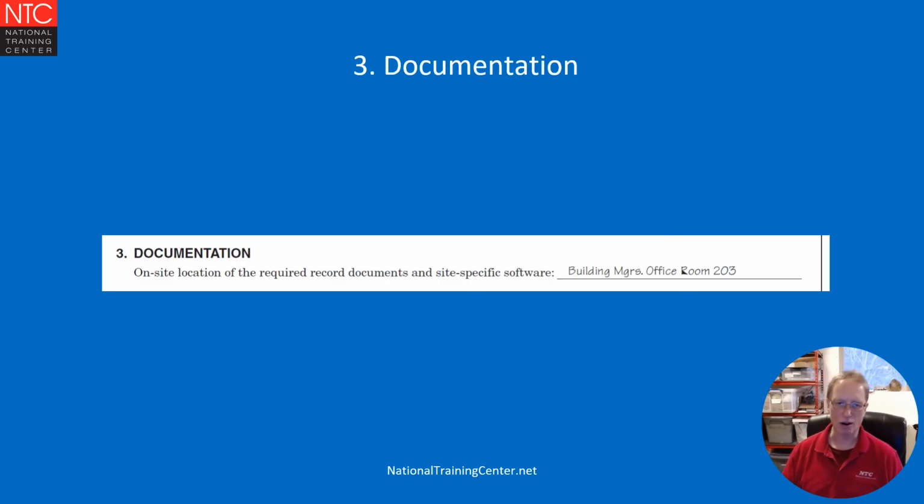An important part of the form is Section 3, documentation. This is where we note the location of the record documents and site-specific software if they are not co-located with the panel. Typically, they'll be in the document box next to the panel, but if they are not located in the document box, we want to note the location on this form.